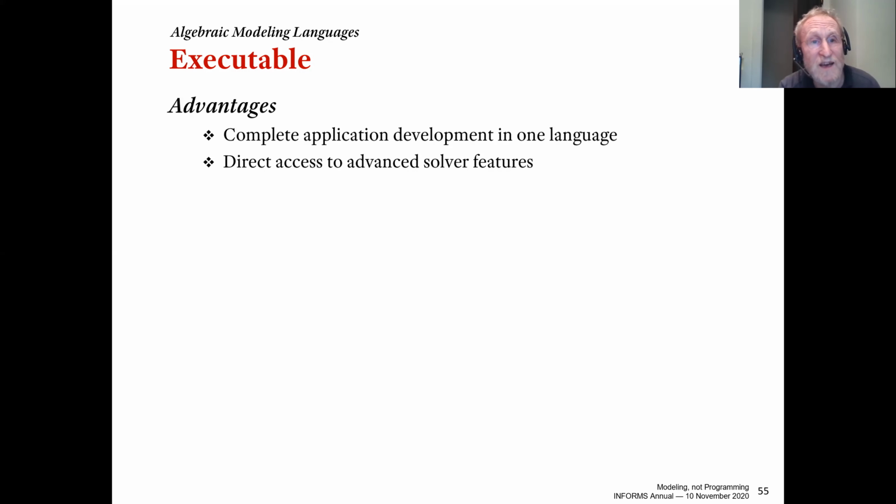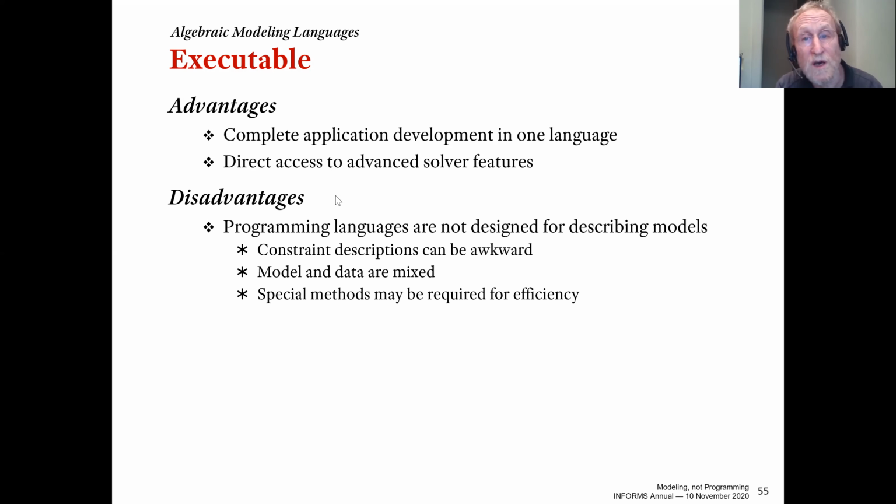The main advantage of the executable approach is that you can do all your development in one language like Python or C++ or so forth. And it sometimes also gives you more direct access to advanced solver features. On the other hand, Python or whatever was not designed for describing models, and so constraint descriptions can be sort of awkward. You've seen the mixture of model and data. You may need some special methods. There are actually three ways of doing sums in gurobipy, depending on the efficiency you need.